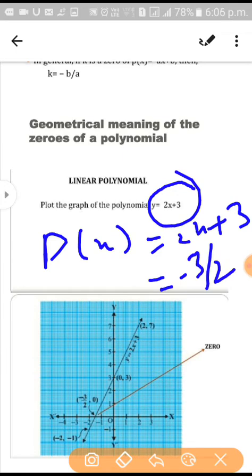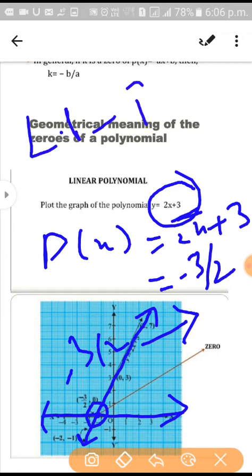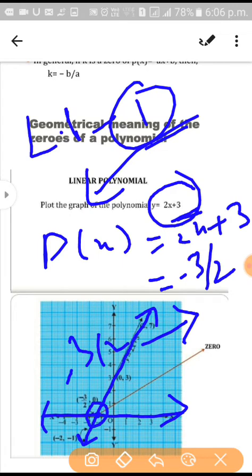Now see this graph of the polynomial 2x plus 3. At which point is it intersecting the x-axis? Here it is intersecting, and this point is minus 3 by 2. This graph intersects the x-axis at one point only. So this polynomial will have only one zero. This is a linear polynomial, having degree 1. If its degree is 1, it will intersect the x-axis at only 1 point.